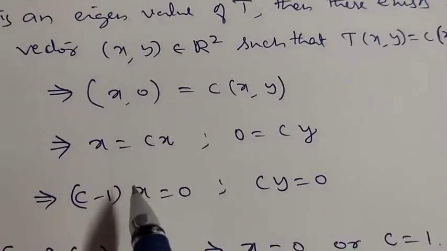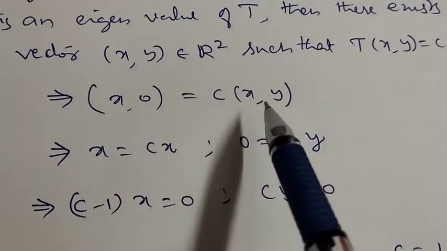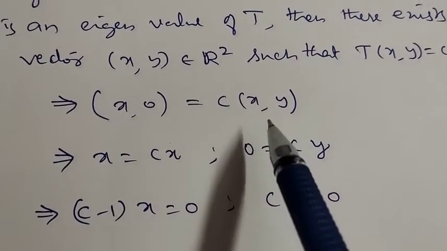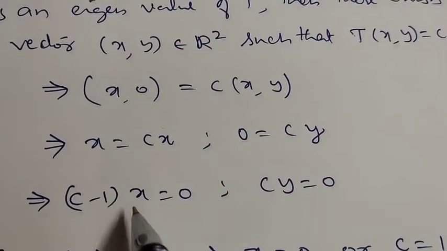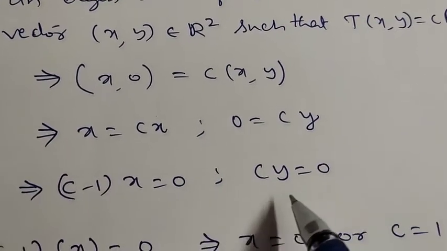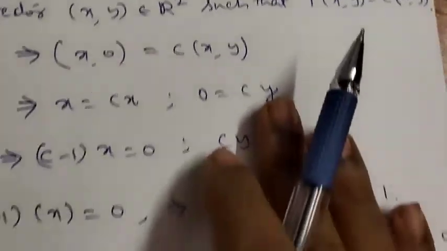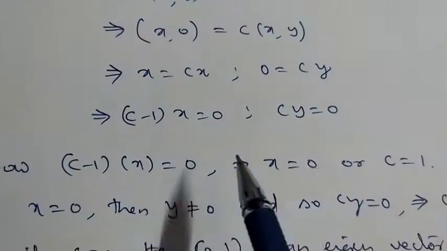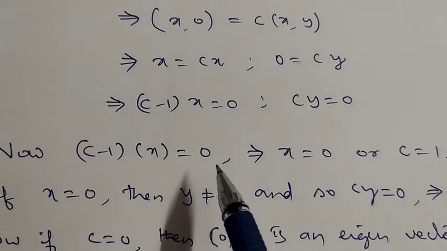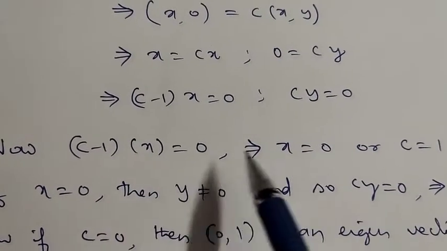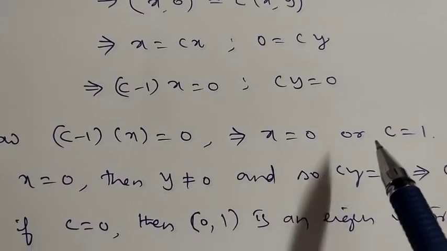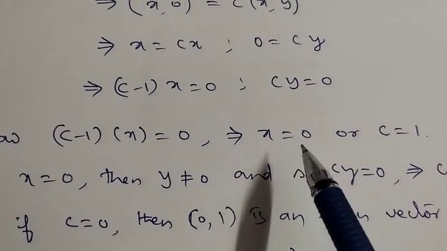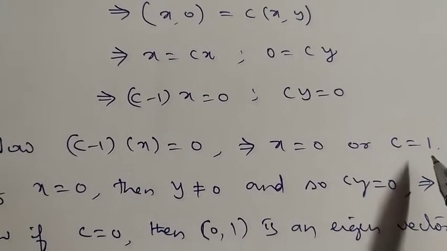This implies that x is equal to C into x, equating on both sides. So, 0 is equal to C into y. This implies (C minus 1) into x is equal to 0 and C into y is equal to 0. Now, look here. (C minus 1) into x is 0 implies what? Either x is 0 or C minus 1 is equal to 0. C minus 1 is equal to 0 means C is equal to 1. Means either x is equal to 0 or C is equal to 1.